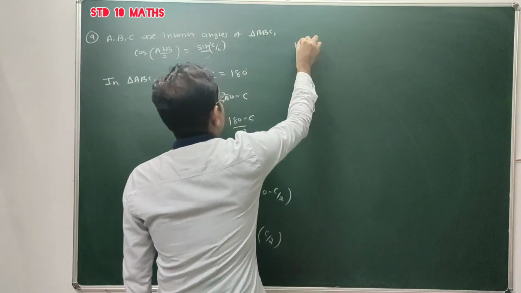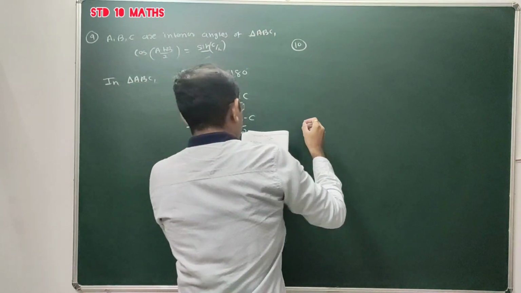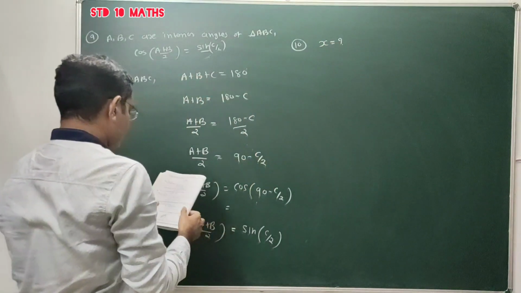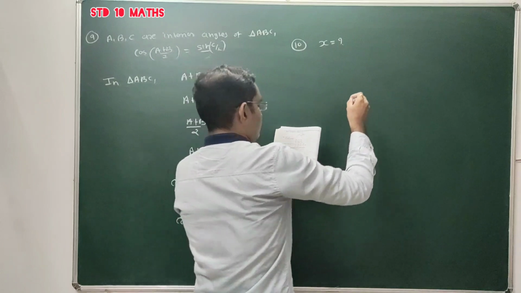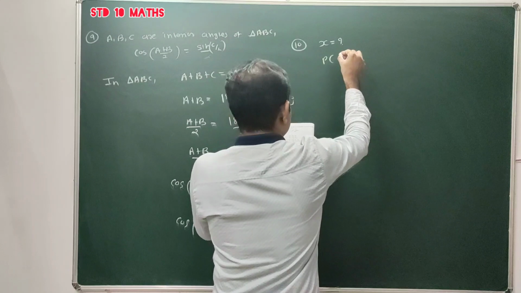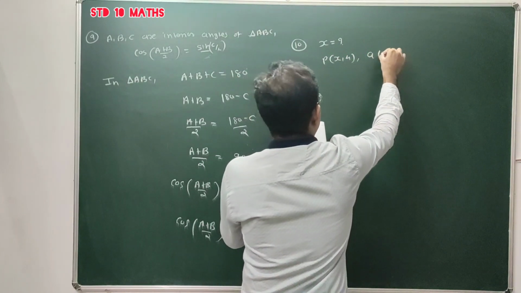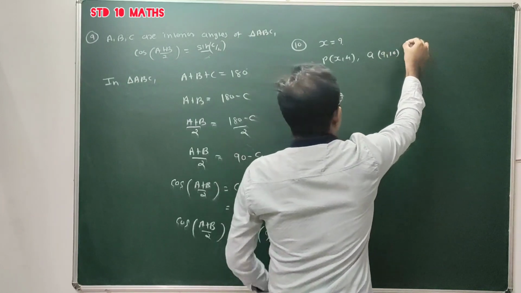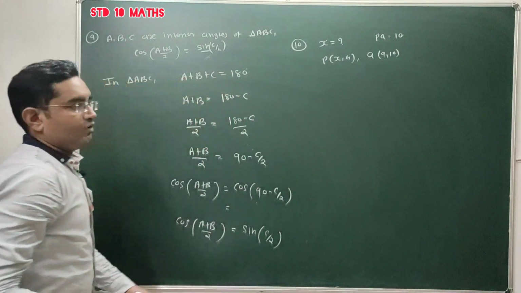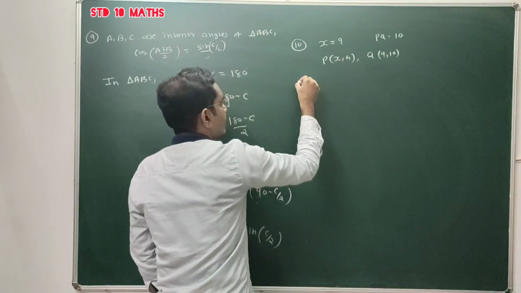Now question number 10. This is also a 2 mark question. Find the value of x for which the distance between these 2 points, that is point P (x, 4) and point Q (9, 10), and the distance between these 2 points PQ is 10 units. Find the value of x. Done. So the distance between these 2 points PQ is given, so we can apply the distance formula.